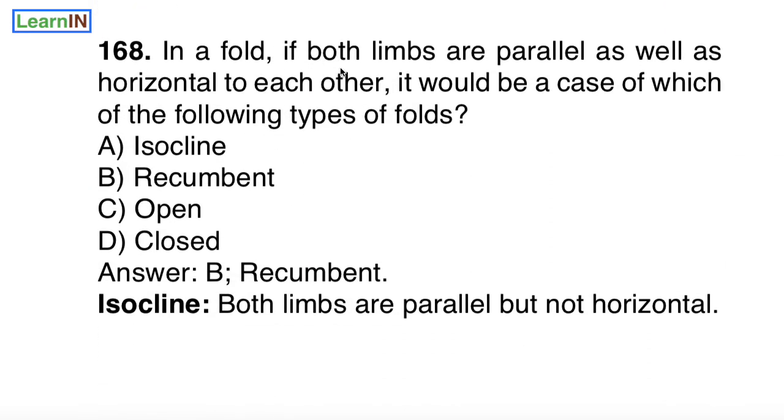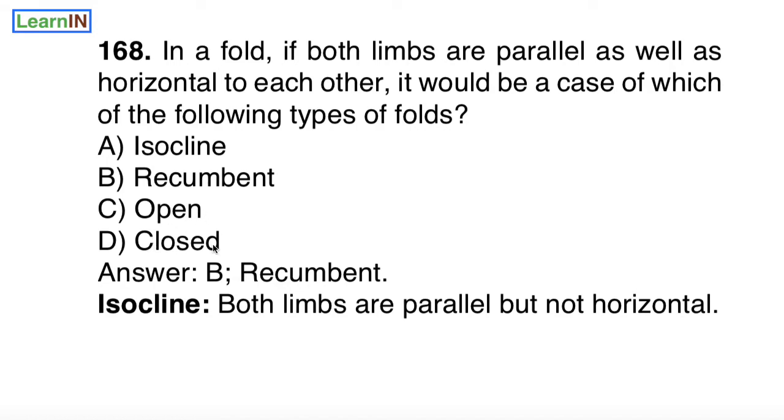Moving to the next. In a fold, if both limbs are parallel as well as horizontal to each other, it would be a case of which of the following types of folds? It is recumbent fold. Isoclinal and recumbent are similar, but the only difference is that in isoclinal the axial plane is not horizontal, but in recumbent the axial plane is also horizontal. So the answer is recumbent. In recumbent, limbs are parallel as well as horizontal to each other, and in isoclinal both limbs are parallel but not horizontal.